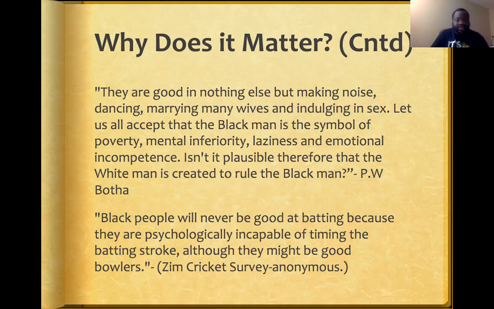So, you know, it's such an absurd way of thinking. But think about the person who was saying this: either a teammate to black people, or a coach to black people, somebody involved with this, and they still held these views, even though they're outrageous, right? So these are the reasons why this matters.